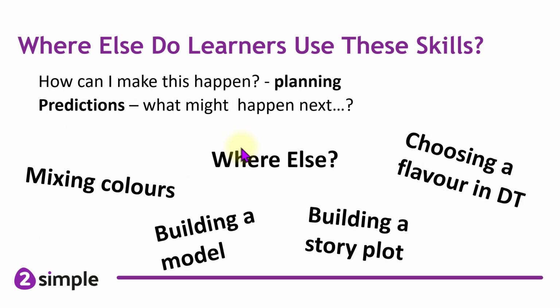We also get them to think about a cause and what the effect might be. And this happens when we're planning or making predictions. So we might be mixing two colours together in art. What colour do you think it's going to make? We might be thinking, how can I make my character seem exciting? Or we could be choosing a flavour that will make people enjoy our food in DT. They're really cross-curricular skills, and children should be familiar with them from outside of computing as well. And if you can introduce that, I think it helps to make computing seem a little bit less scary.